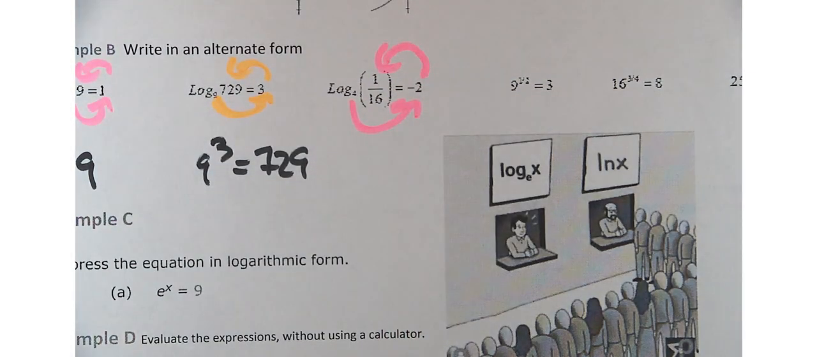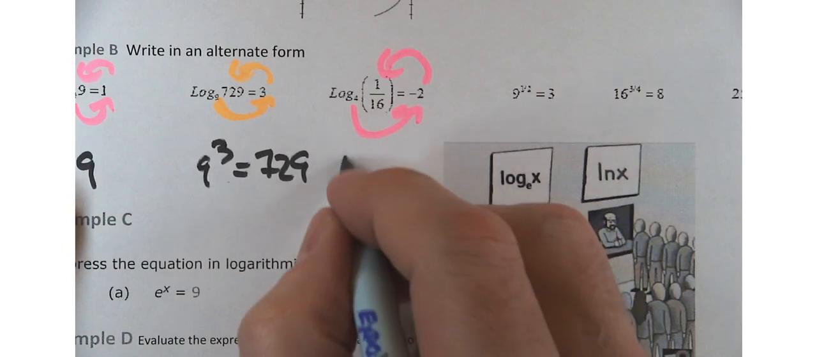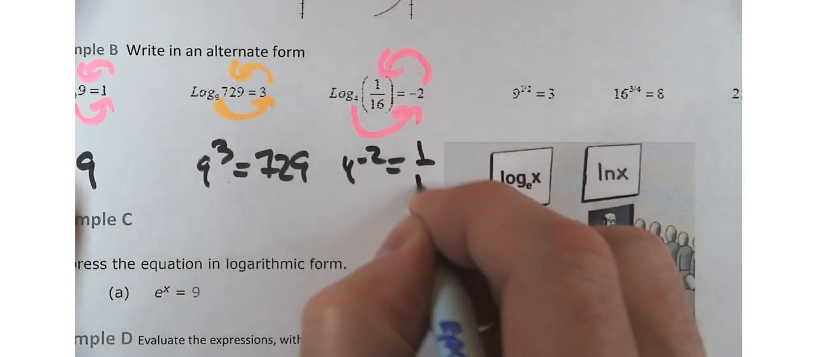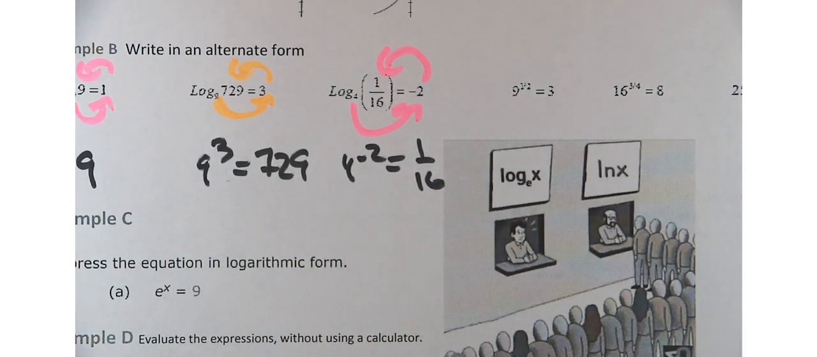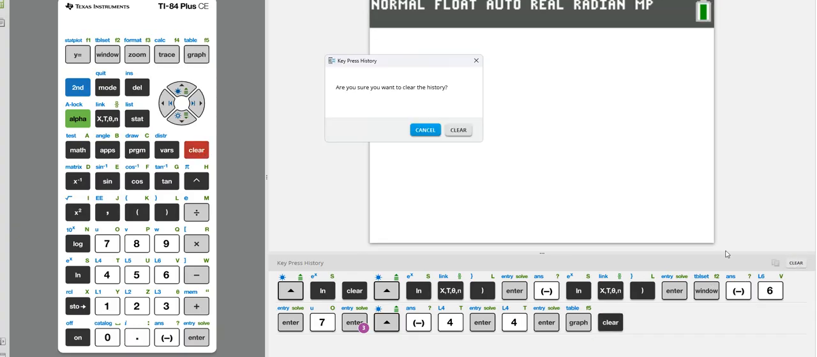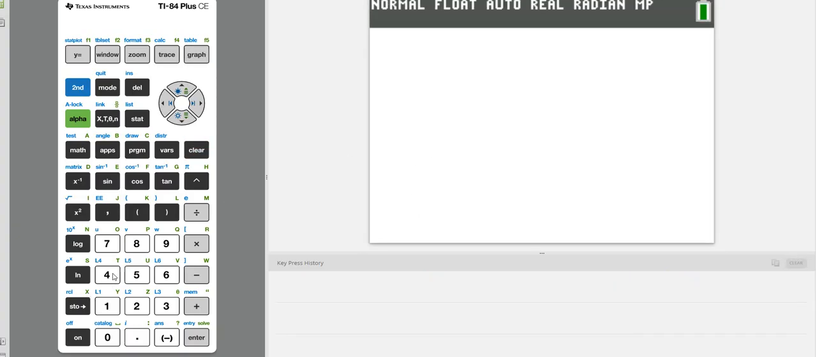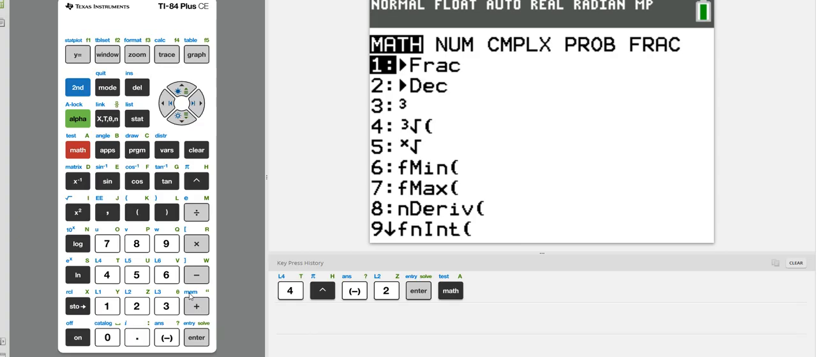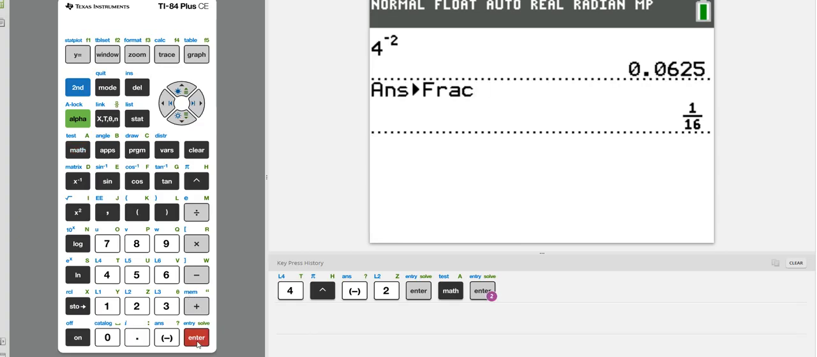Yeah. 4 to the negative 2 power is 1 over 16. Now, when you're writing them like this, you can always check them on your calculator. If you're looking at that going, I'm not so sure that's right, you can check it just by typing this stuff in. 4 raised to the negative 2 power. Now, this is going to give you a decimal value, but if you just hit the math key, press answer to fraction, bingo. 4 to the negative 2 is 1 over 16th, exactly like Riley said.